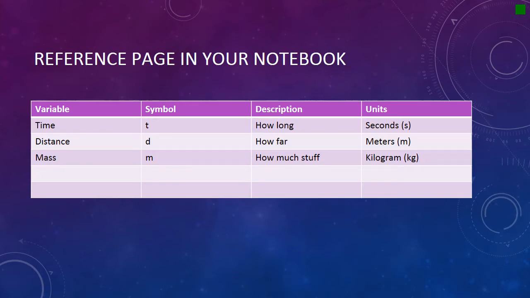If you ever get stuck on any of this, on page 5 in your notebook, there's a handy dandy reference table for you to access, and it just kind of breaks down variables, the symbol for that variable, a description of sort of what that variable means or represents in the real world, and the unit that we're going to use mostly in physics class.